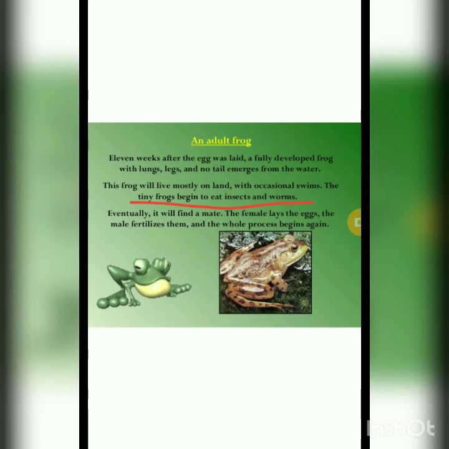ठीक है, so that is how a frog is reproduced from an egg, or you can say a cluster of eggs, that is spawn. ठीक है, this is about the life cycle of a frog.